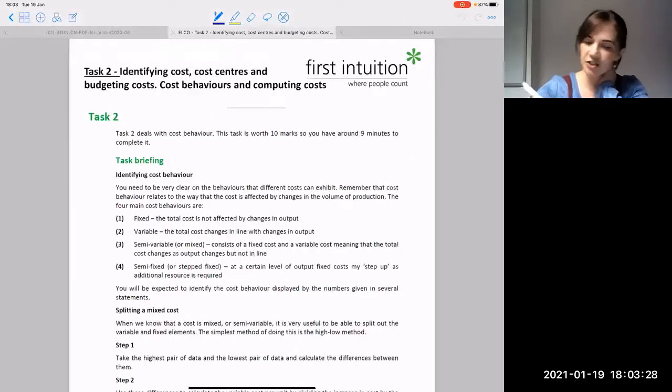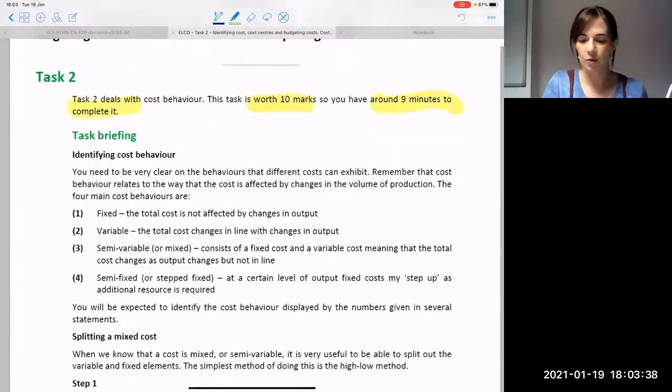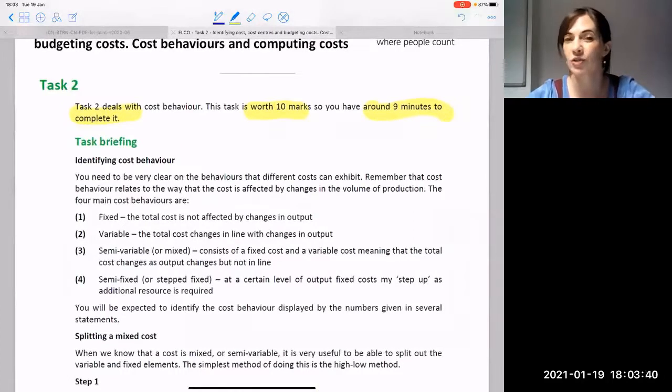Okay. Task 2, we won't go through too much of this page, but it tells us here 10 marks, so about 9 minutes to complete it. It is important, guys, I said it last week, to keep an eye on your timings. You might have some calculations to do in task 2, looking at the high-low method of splitting fixed and variable costs. So we'll see that in a minute. But what you don't want to be doing is getting too bogged down and spending half an hour on task 2, which will then have a knock-on effect to the rest of the exam. So obviously don't worry about it to the second, but you want to be keeping an eye on your time as best you can.